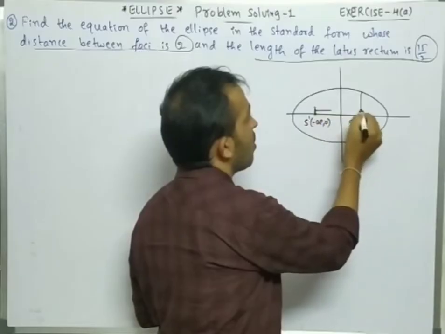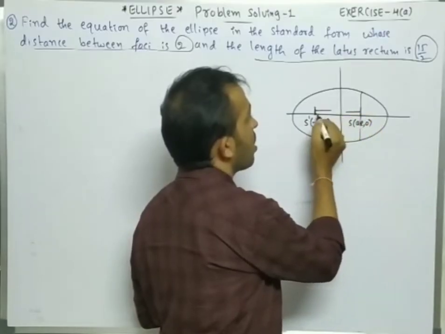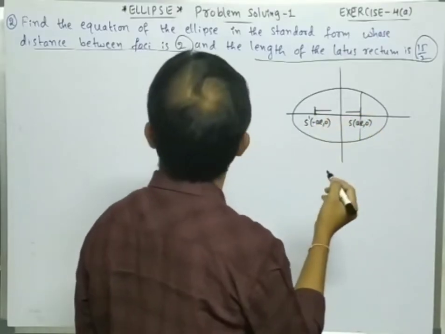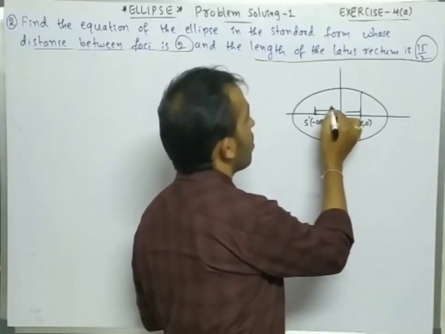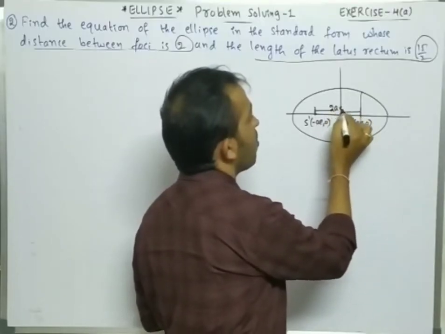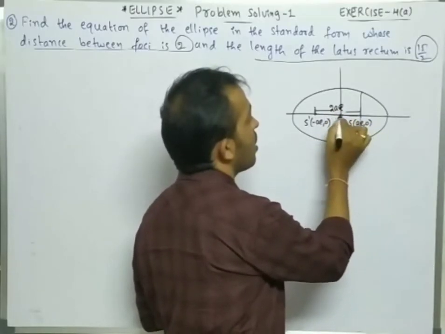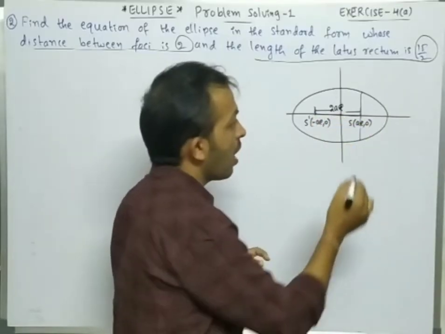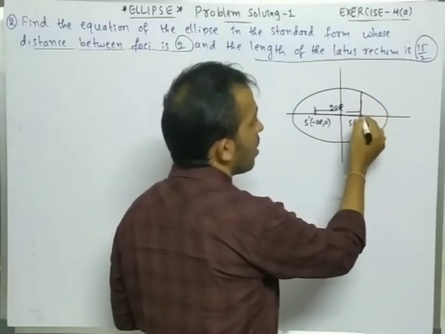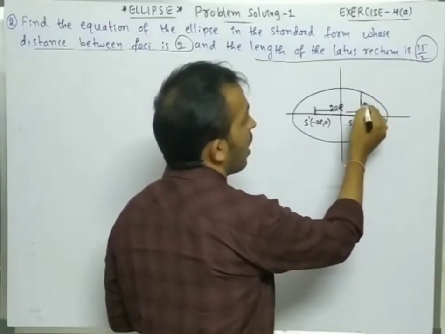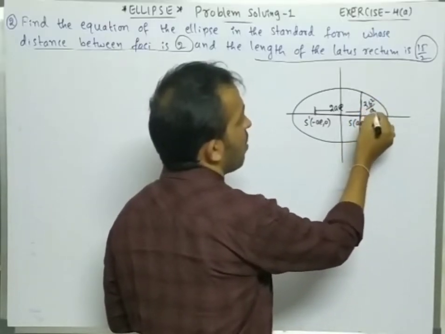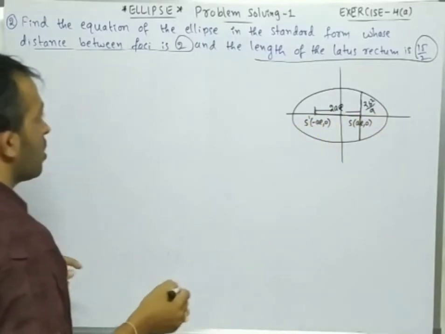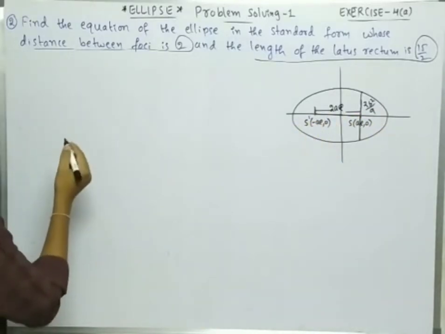The condition given is the distance between the foci. What is the formula? 2AE. Why? Because this distance is AE, this distance is AE, total distance is 2AE. And one more condition is given, the length of the latus rectum, that is 2b square by A. So by using these two conditions we can get the standard form.